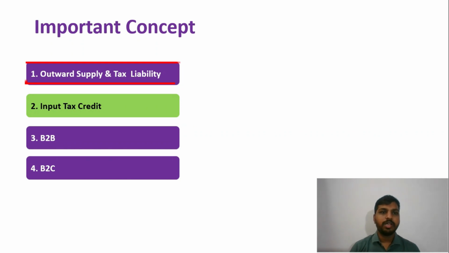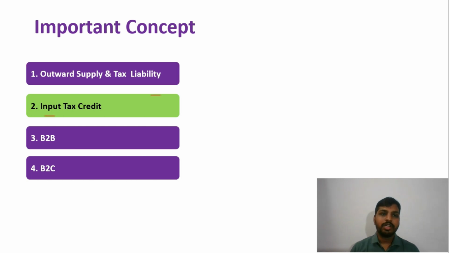So the first concept is what is output supply and tax liability. Whatever your business sales, the goods and services, are known as output supply. Outward, basically going out, okay? And what is tax liability? The GST that you have collected on the sale of goods and services that you are making will be your tax liability, but not that complete amount. You will also deduct input tax credit from it, and the balance will be your tax liability.